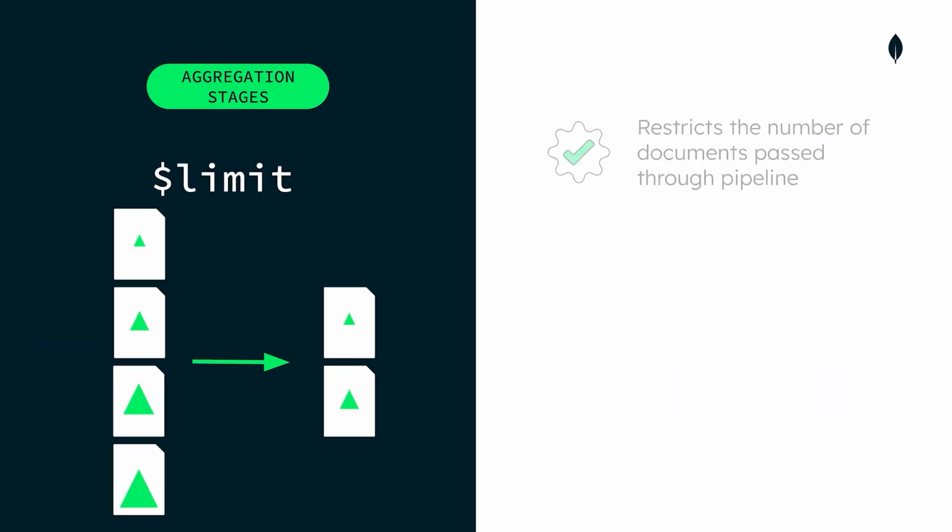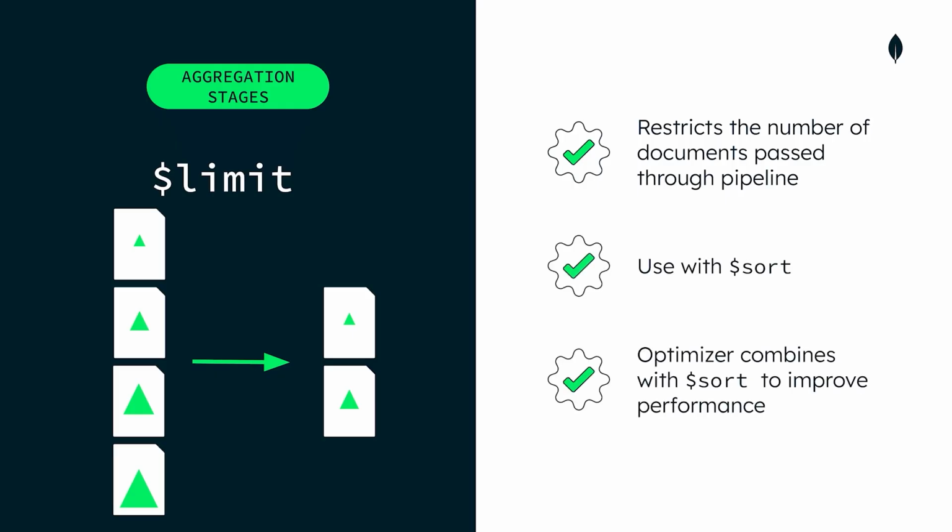The limit stage restricts the number of documents passed to the next stage or final output to a number that we specify. This stage is especially helpful when it appears after a sort stage. Whenever possible, the Query Optimizer will combine the two stages. This allows the sort operation to maintain fewer documents in memory as it works, which can improve performance.